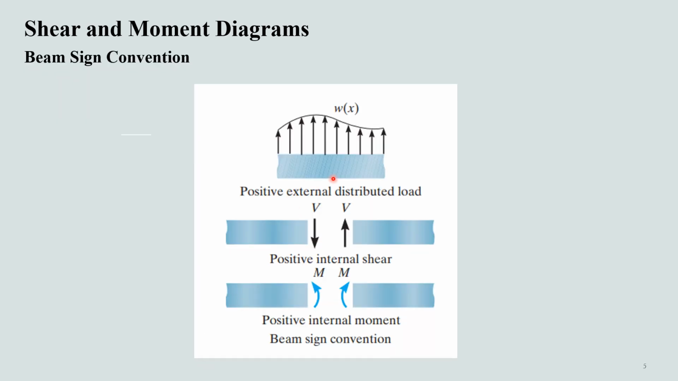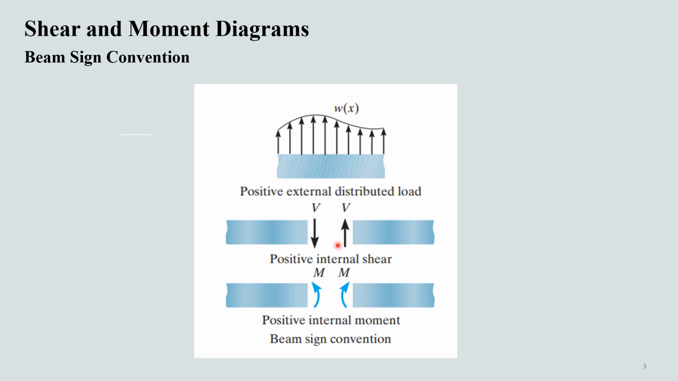Before discussing a method for determining the shear and moment as functions of x and later plotting these functions, shear and moment diagrams, it is first necessary to establish a sign convention so as to define positive and negative values for shear and moment. The choice of sign convention is arbitrary. However, in these lectures and often in general engineering practice, the following sign convention is used.